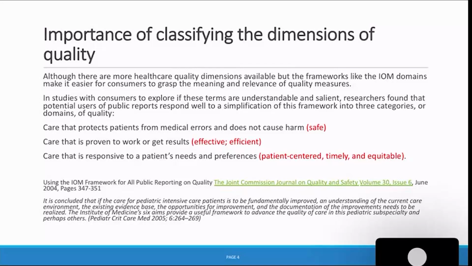Safe care is care that protects patients from medical errors and does not cause harm. That is the ultimate aim of safe care.